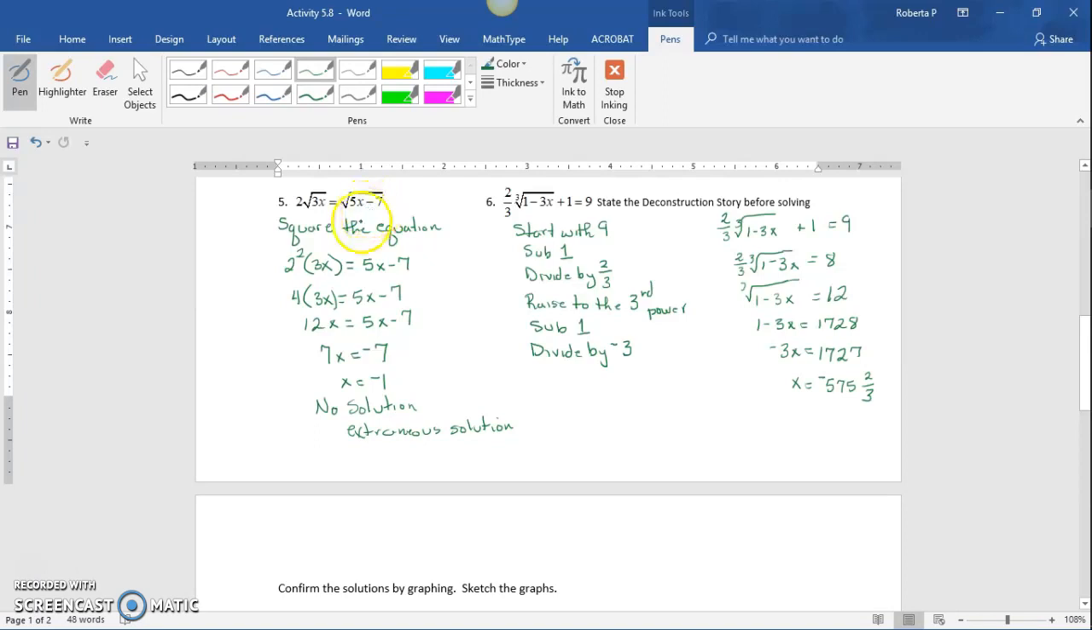And so we have this problem whenever we're working with even indices, or even roots. We don't have to check the solution for this one because it's odd. And since the domain is all real numbers, -575 and 2/3 is definitely in the range.